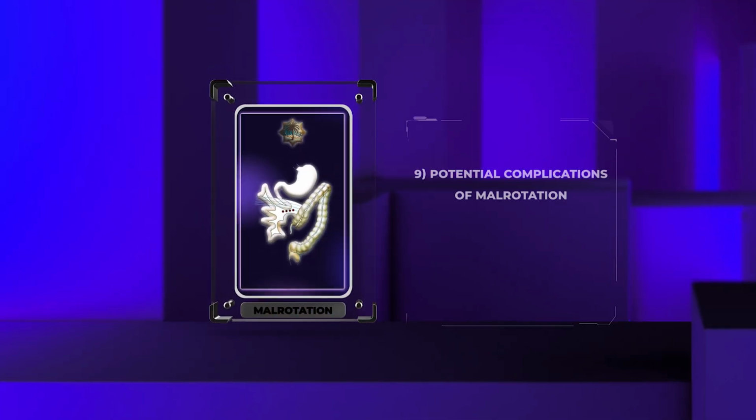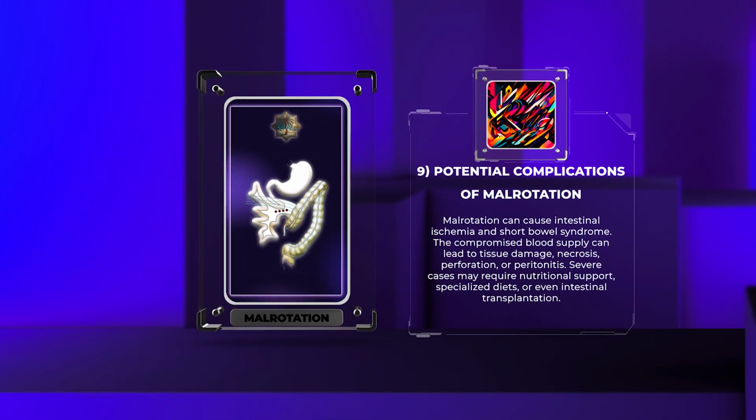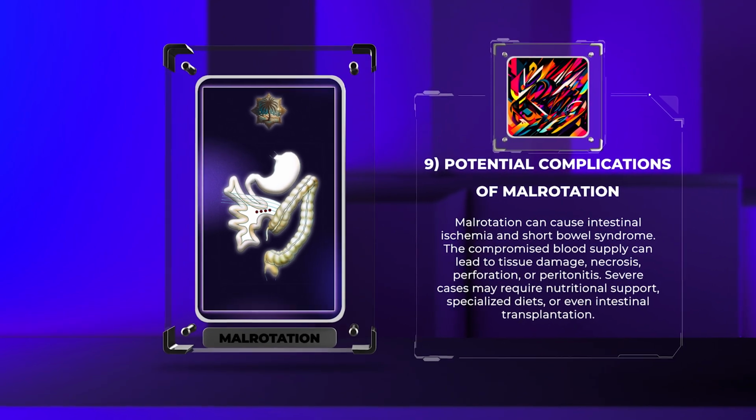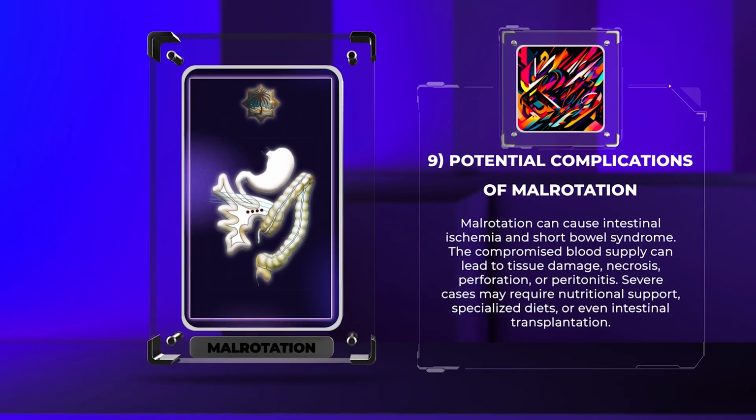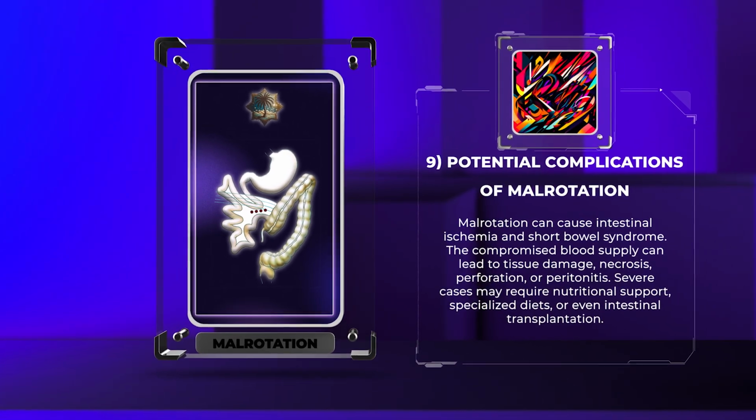Malrotation can cause intestinal ischemia and short bowel syndrome. The compromised blood supply can lead to tissue damage, necrosis, perforation, or peritonitis. Severe cases may require nutritional support, specialized diets, or even intestinal transplantation.